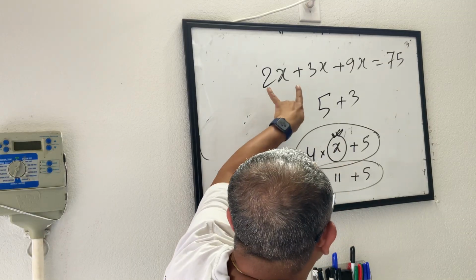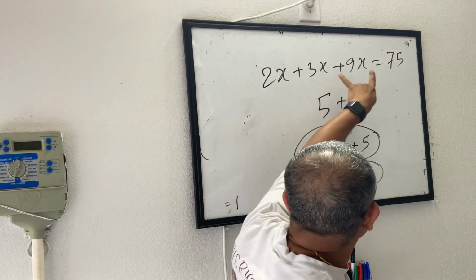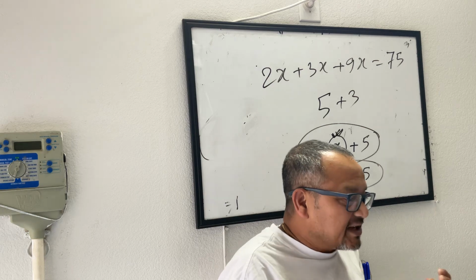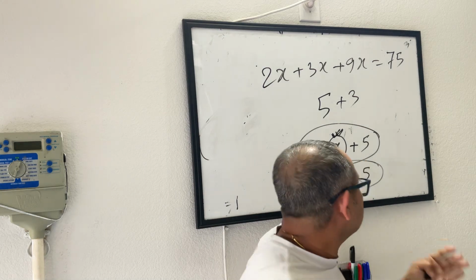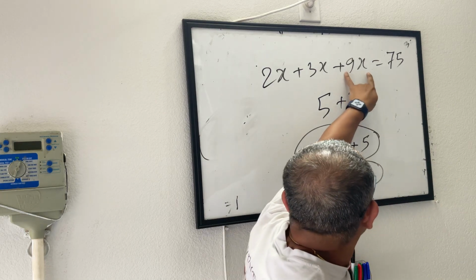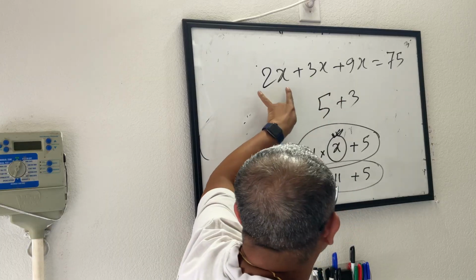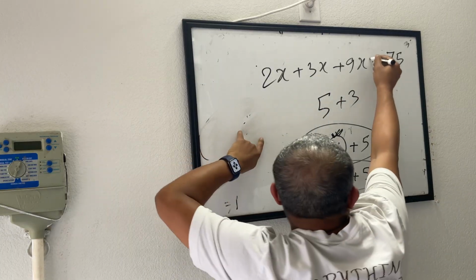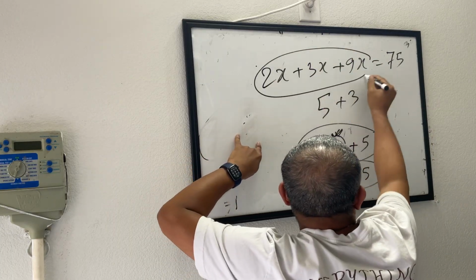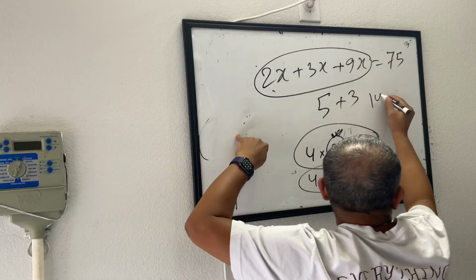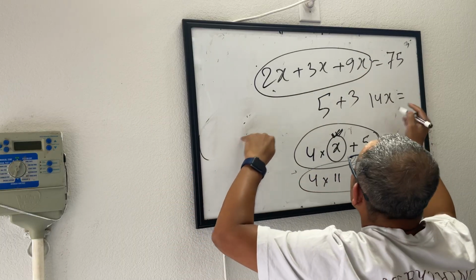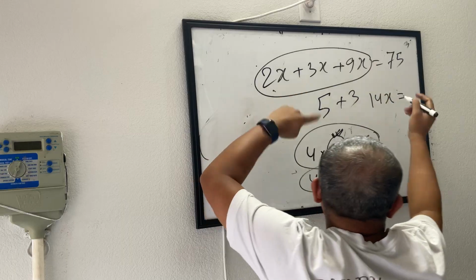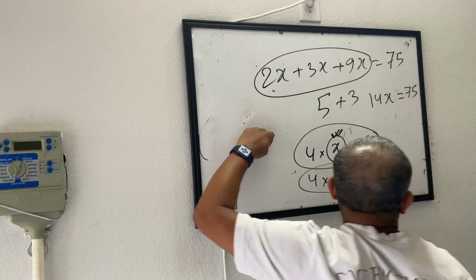So look at this. This is x, this is x, this is x. Let me treat x as oranges. Okay? 9 oranges, 3 oranges, plus 2 oranges. How many oranges am I talking about? 9 plus 3, 12 plus 2, 14 oranges. 14 oranges equal to 75.